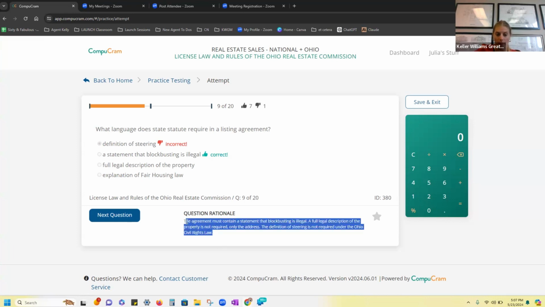All right, that was confusing, because it doesn't even say anything about steering. But a definition of steering would also be helpful. But definitely knowing that blockbusting is illegal is required in the listing agreement.